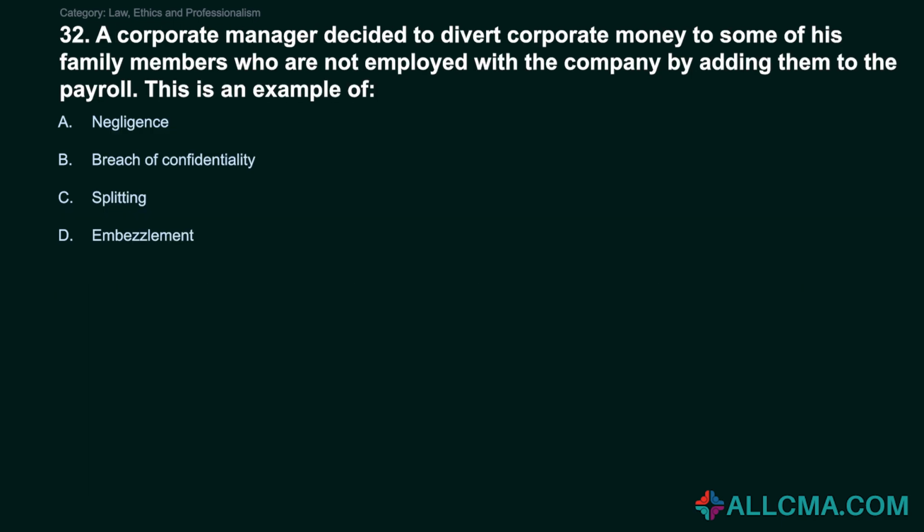32. A corporate manager decided to divert corporate money to some of his family members who are not employed with the company by adding them to the payroll. This is an example of A. Negligence. B. Breach of confidentiality. C. Splitting. D. Embezzlement. Correct answer, D.